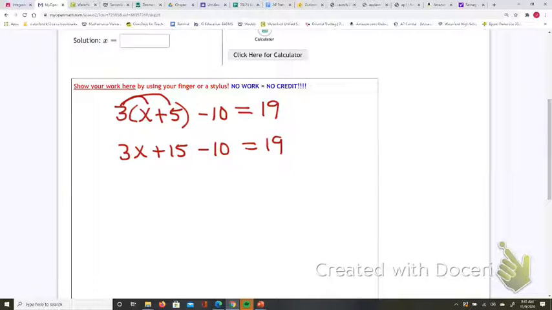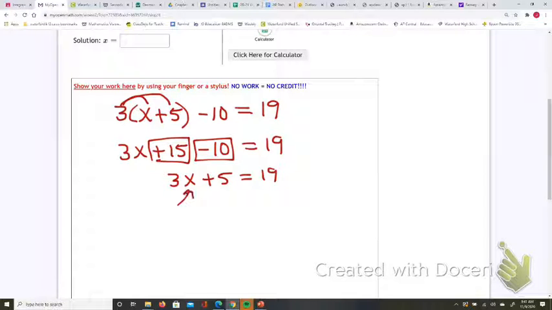After we distribute, we combine like terms. We have 15 minus 10, which is 5. So we have 3x plus 5 equals 19. Now we're ready to start solving. We find our x, and then we find either plus or minus. In this case, it's plus. So we have to undo the addition. The inverse of addition is subtraction.